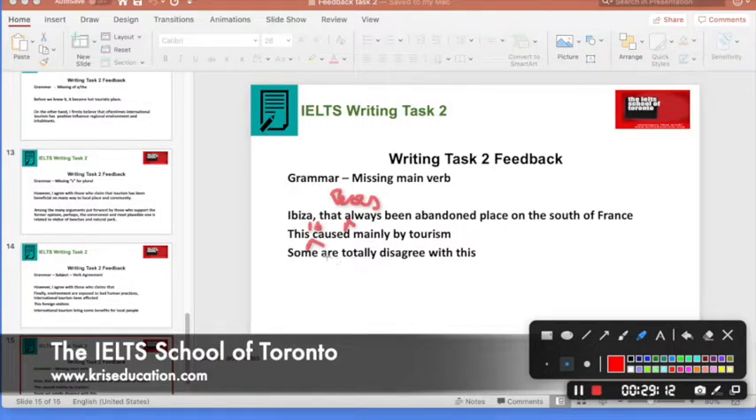This is caused: "Sometimes I totally disagree." We've got two verbs here. "Some are totally disagree." You don't say "I am disagree." You simply say I totally agree or I totally disagree, not I am disagree. So some totally disagree. This is the last mistake. These were very common mistakes.